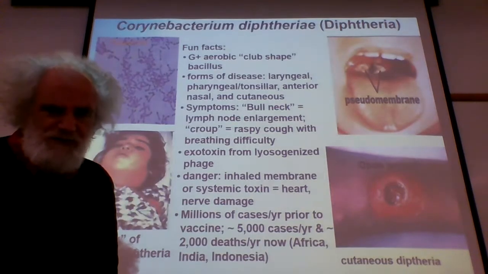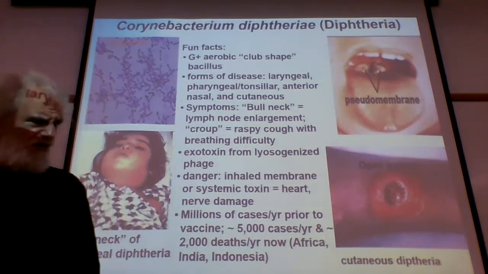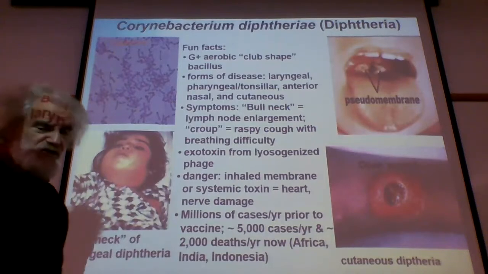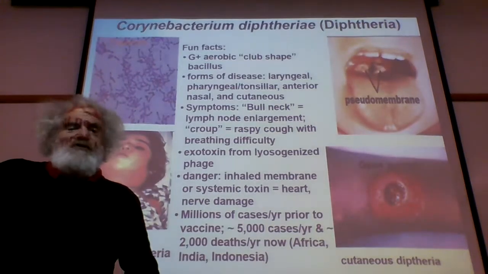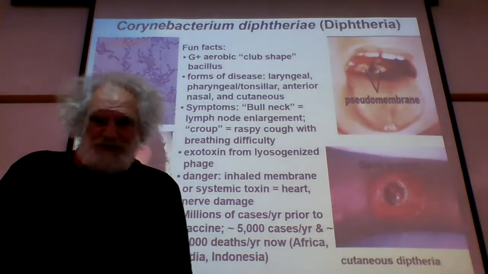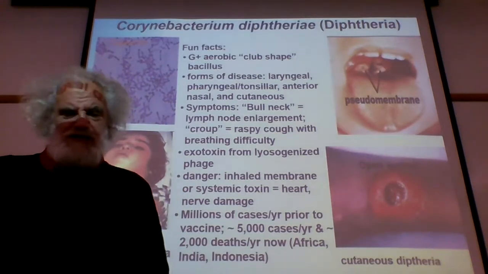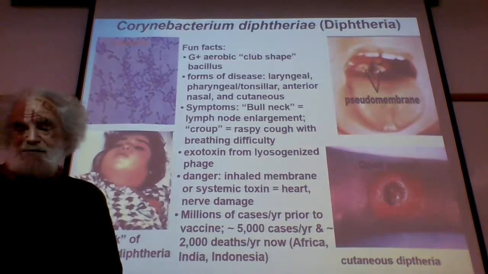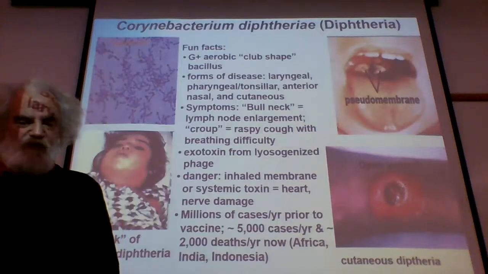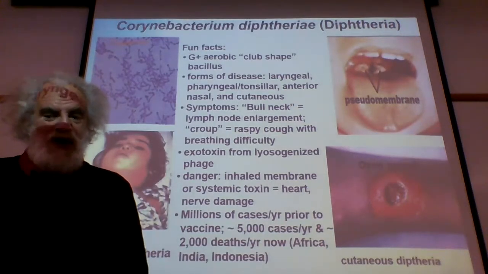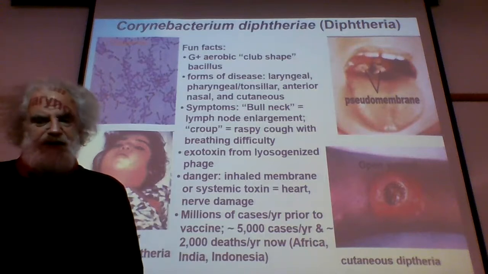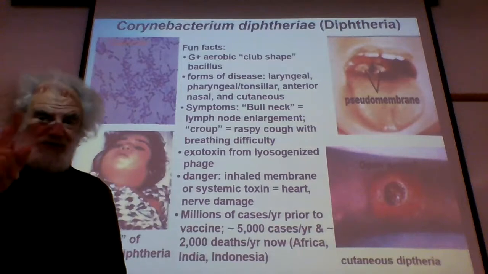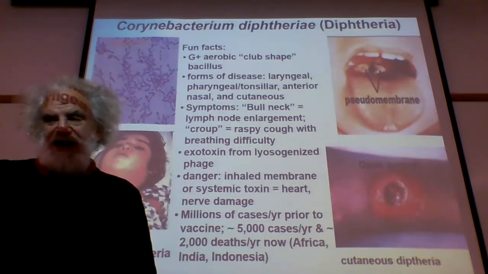If left untreated, it can become systemic and get into the heart and also the nerves. Pretty bad news. So there were millions of cases per year prior to the vaccine. You know that you've taken the DPT shot, diphtheria, pertussis, and tetanus, I think. Anyway, we have a very good diphtheria vaccine. And so now after the vaccine, we've gone from millions of cases to a few thousand per year, mostly in Africa and India and Indonesia. In the U.S., there's virtually no diphtheria. So that's a good plus one for vaccines.